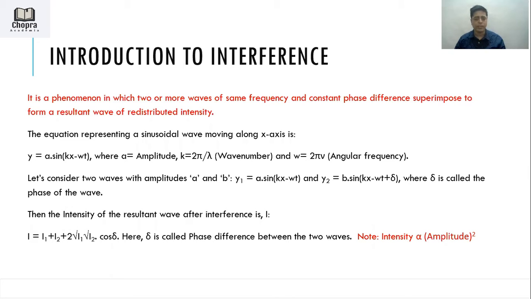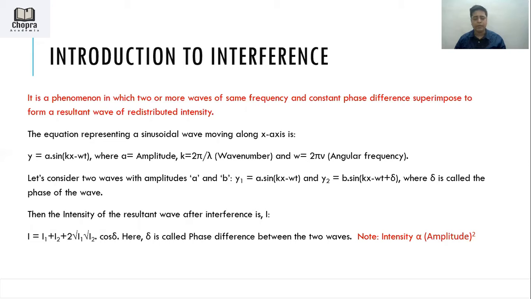We know the equation of a wave is given as y equal to a sin(kx minus omega t), where a is the amplitude, k is the wave number, which is 2 pi by lambda, and omega is the angular frequency, which is 2 pi nu. So let's consider two waves of these equations, y1 and y2, where delta, I call this a small delta, is the phase of the wave.